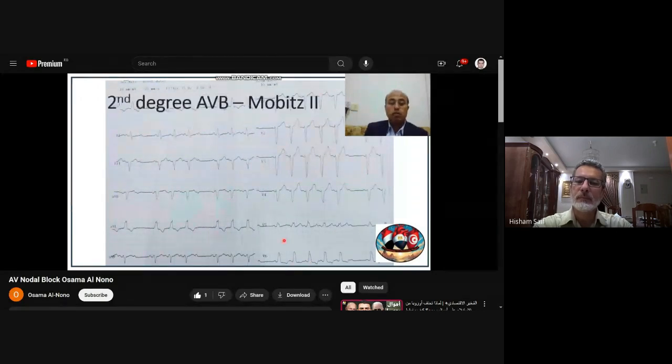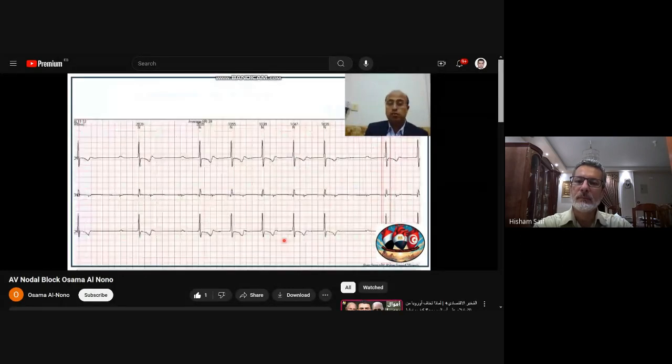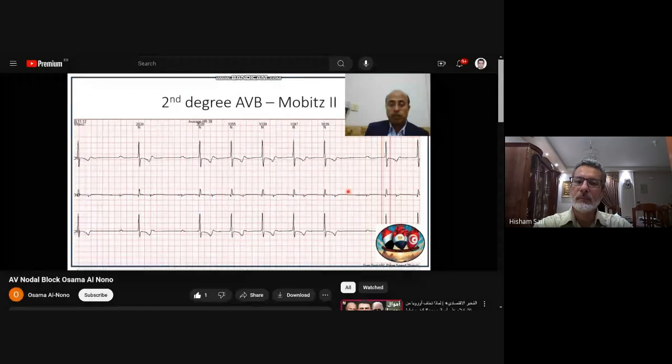This is a Mobitz 1, Mobitz 2. So Mobitz 2 is a sudden drop of QRS complexes without PR prolongation, without progression of PR prolongation. You can see here that the PR interval is fixed, and then a drop of the QRS complex. So this is Mobitz 2 again. So it is also an irregular rhythm.